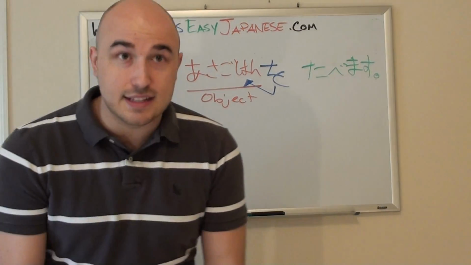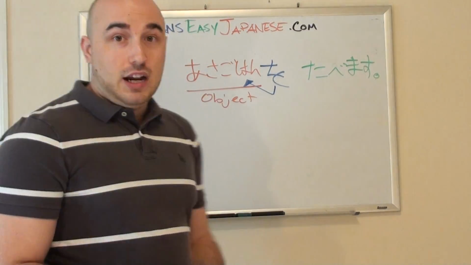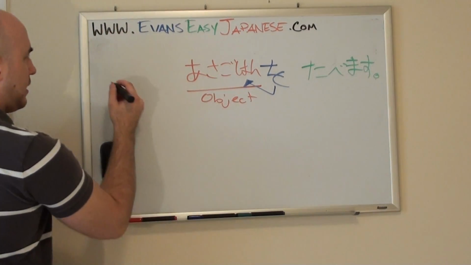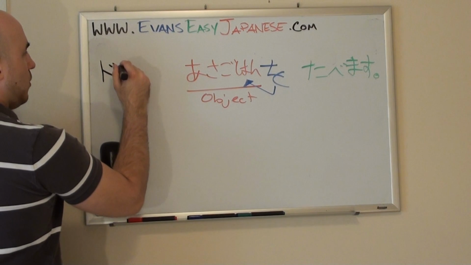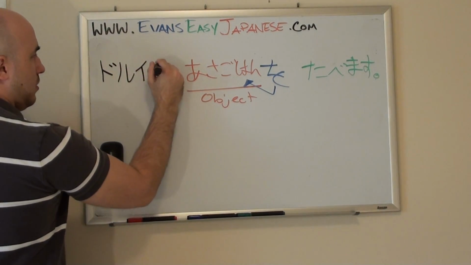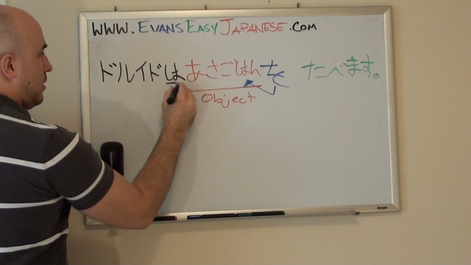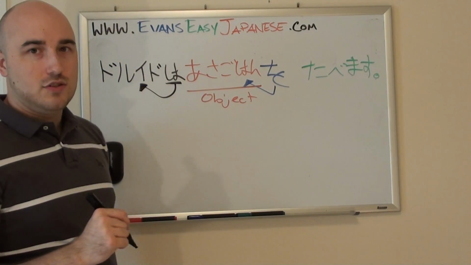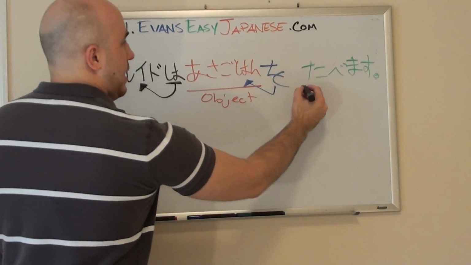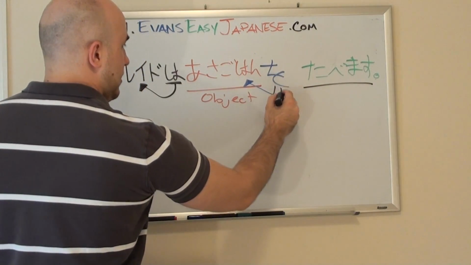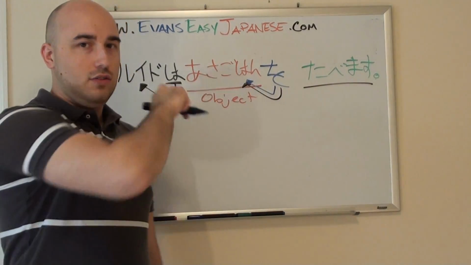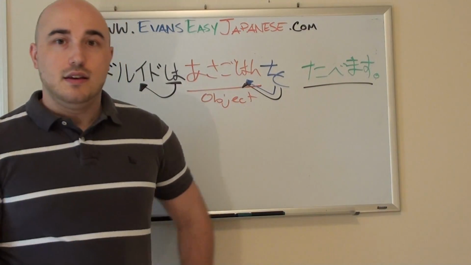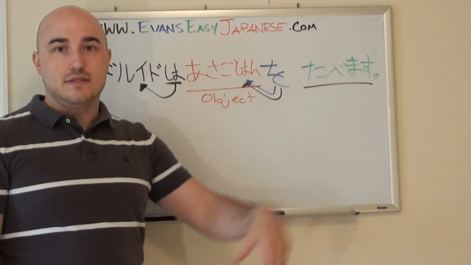To make a subject, let's say the druid eats breakfast. You know how those druids are always eating breakfast. Probably found a deer and he likes eating deer, that crazy guy. Doruido wa. The subject called the druid. The subject, the druid, eats. What does it eat? It eats breakfast. Doruido wa asa gohan o tabemasu. The druid eats breakfast. Okay?